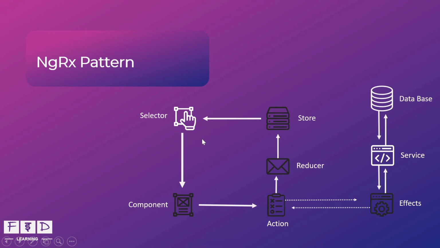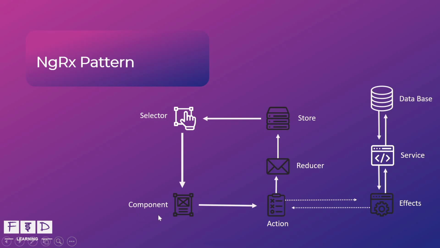NgRx follows the principles of unidirectional data flow, making it easier to manage and synchronize the state of an Angular application. The main section of NgRx is the store, which holds the entire application state. In an Angular application, multiple components interact with the store. For example, consider a counter functionality.